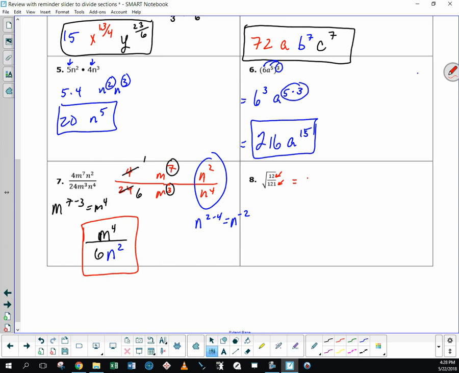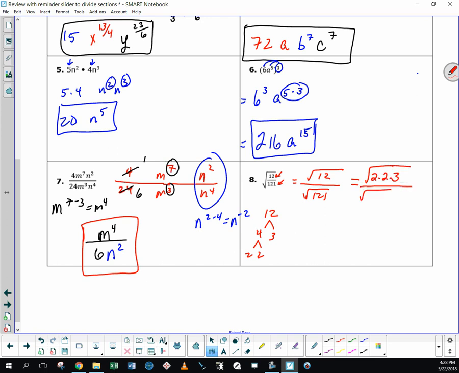So then what I'm going to do is I'm going to separate it out. So I have the square root of 12 on top and the square root of 121 on bottom, in the denominator. I'm going to take 12 and factor it. That's 4 and 3, which is 2 and 2. So I know this becomes 2 times 2 times 3 in the numerator.